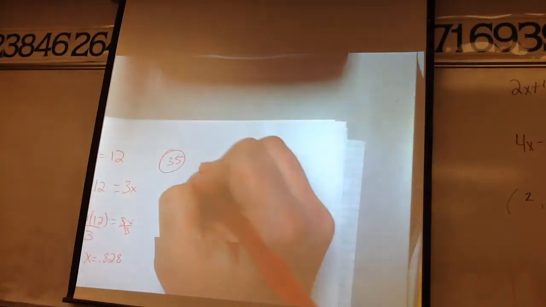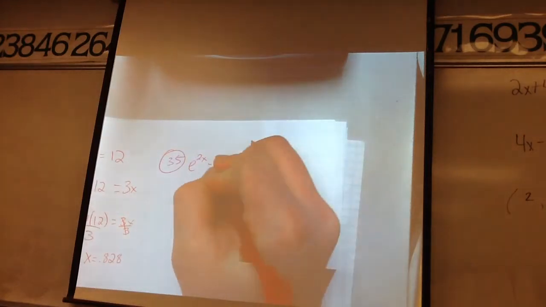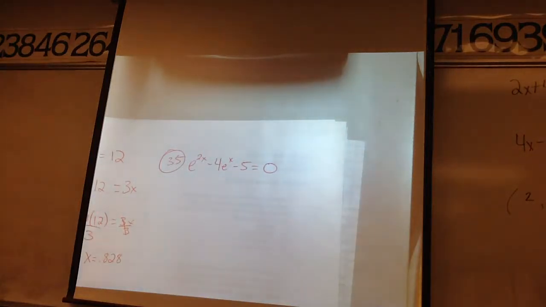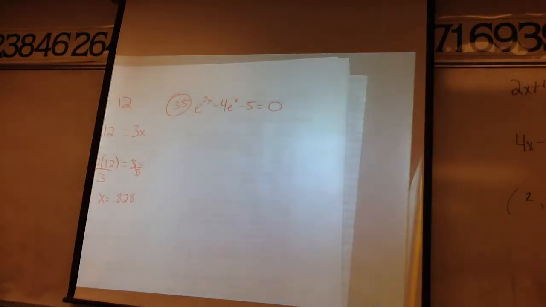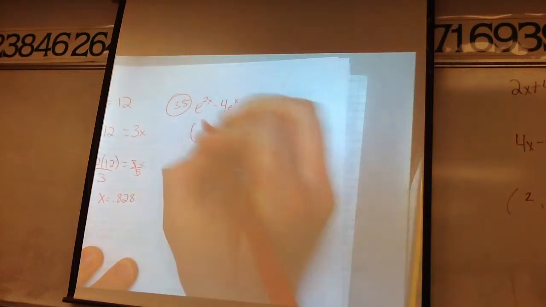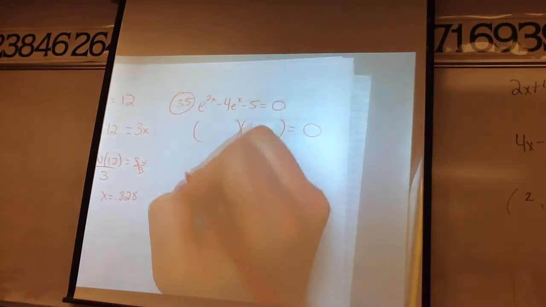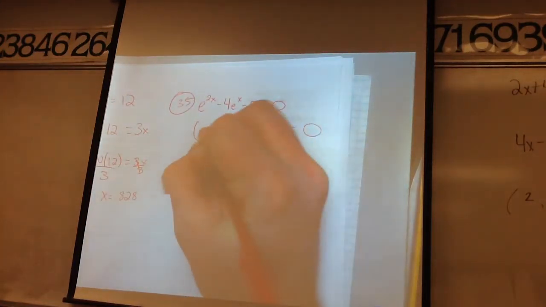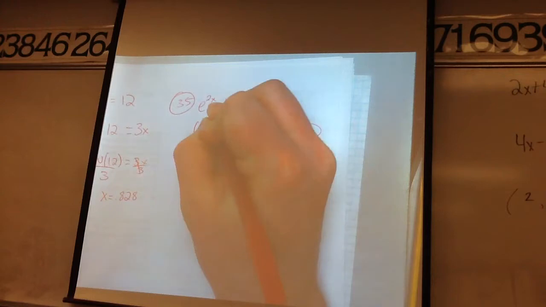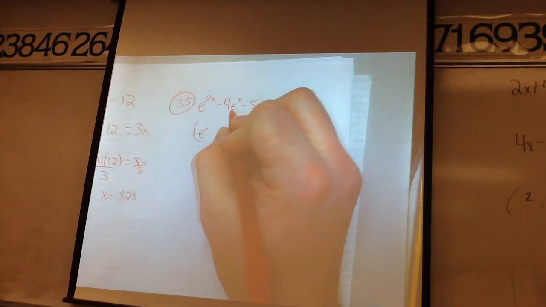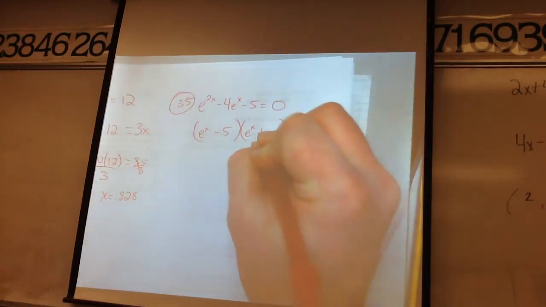That's a good hint for your quiz. e to the 2x minus 4 e to the x minus 5 equals 0. You factor it. What times what gives you e to the 2x? e to the x times e to the x, because when you multiply you add exponents. Multiplying to negative 5, it's got to be 5 and 1. So it's minus 5 plus 1.